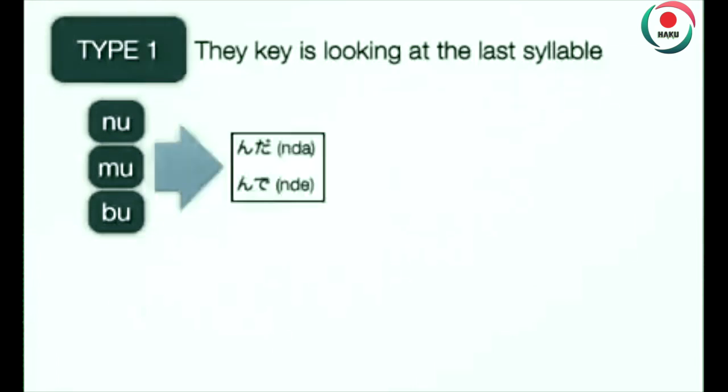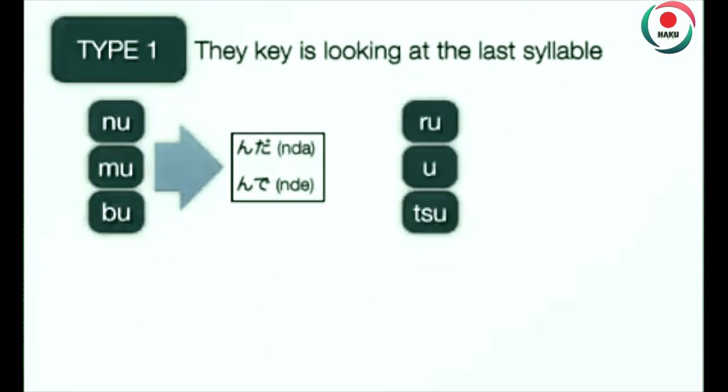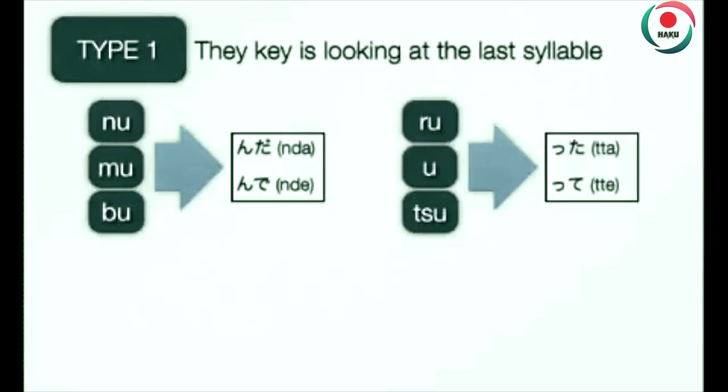So if the last letter of the word is either "nu," "mu," or "bu," then you just drop that last letter and change it to "nda" for the ta form or "nde" for the te form. Going back to our previous example with the verb "nomu," the ta form was "nonda," and our te form was "nonde." So we just drop the "mu" at the end, and we add the "nda" or "nde" for the ta form and te form respectively. For verbs that end in either "ru," "u," or "tsu," we want to drop those last letters and just add "ta" or "te" for the ta form and te form.